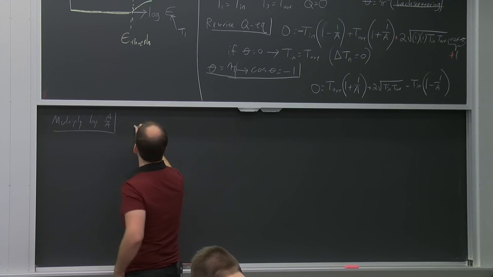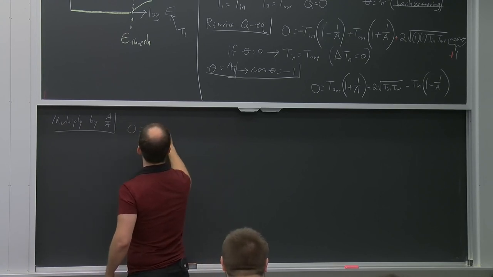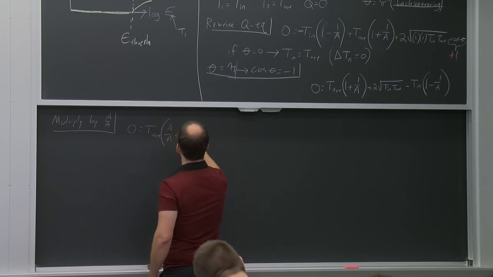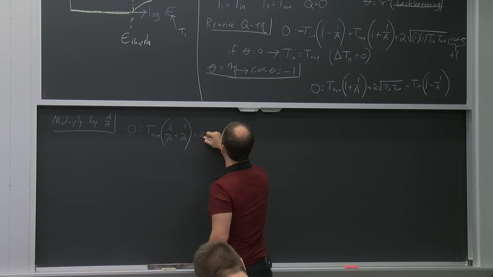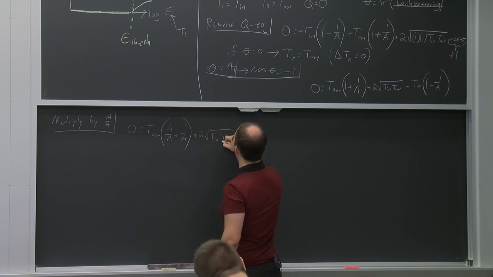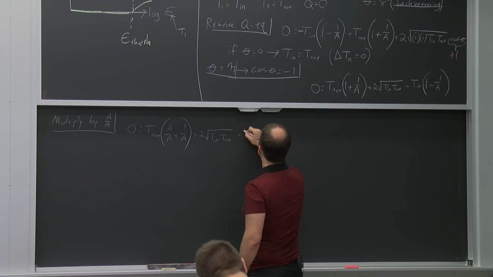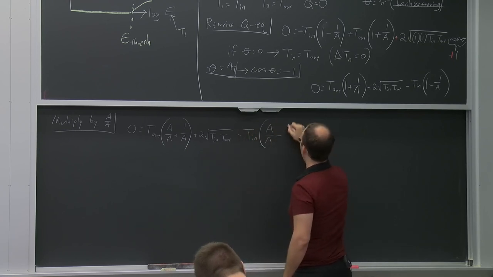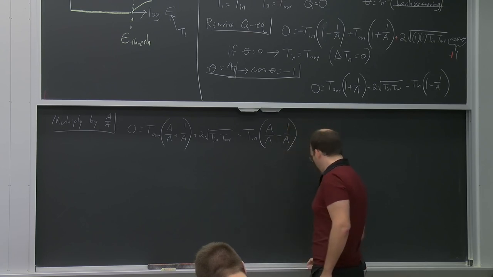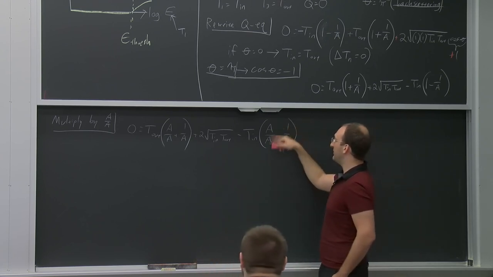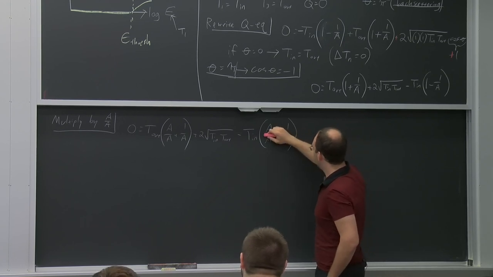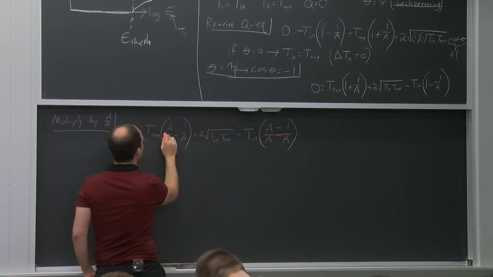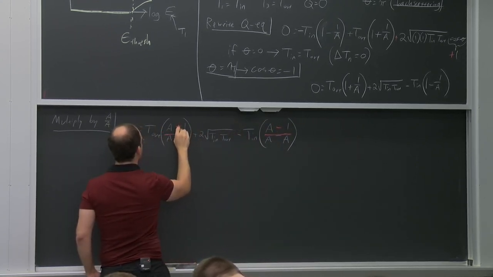Because we can totally do that. We get 0 over t out times a over a plus 1 over a plus 2 root t in t out minus t in times a over a minus 1 over a. At this point everything's in common terms, right? We can just extend that fraction sign and put the sign in here.